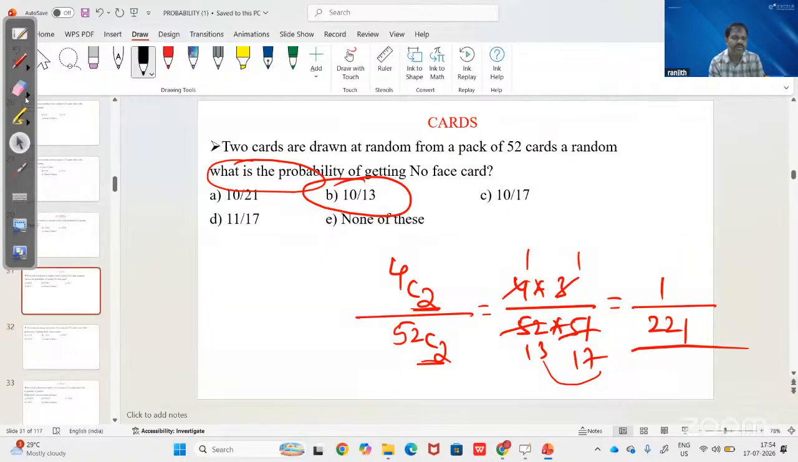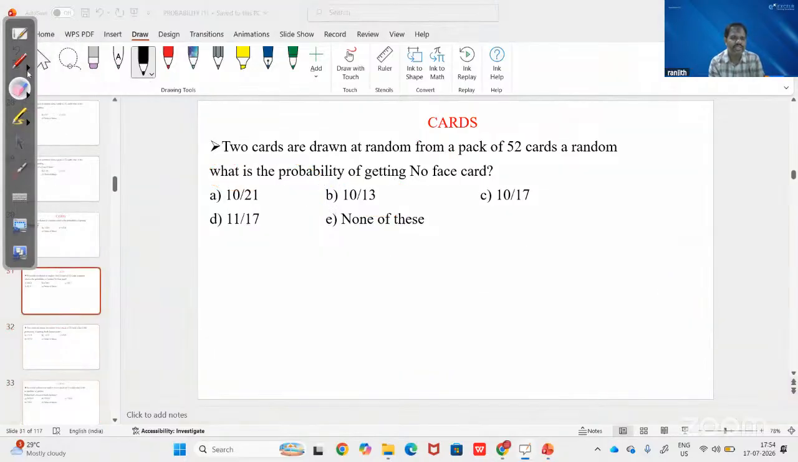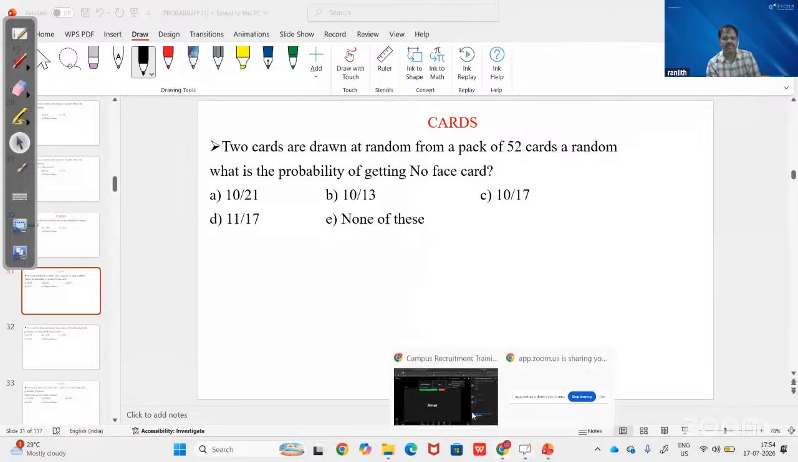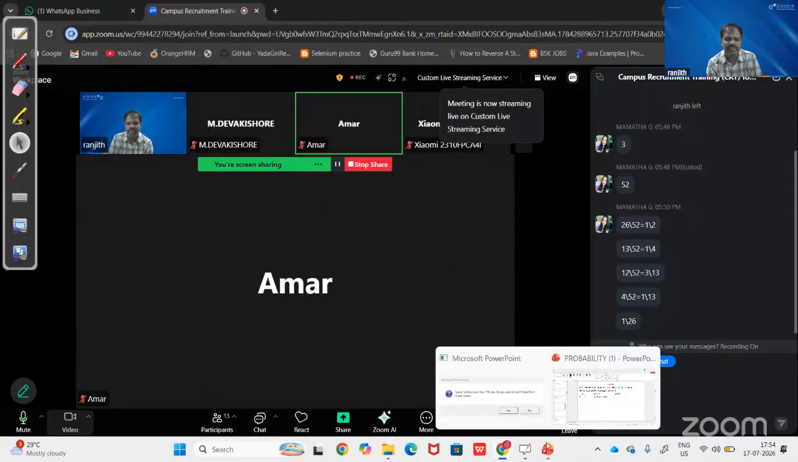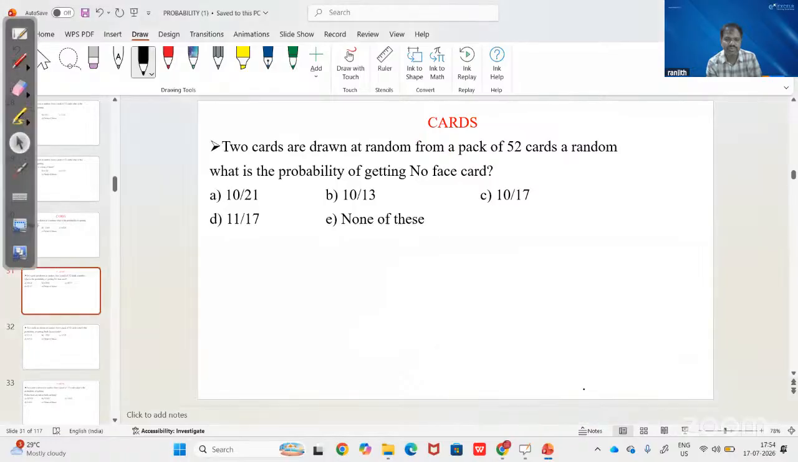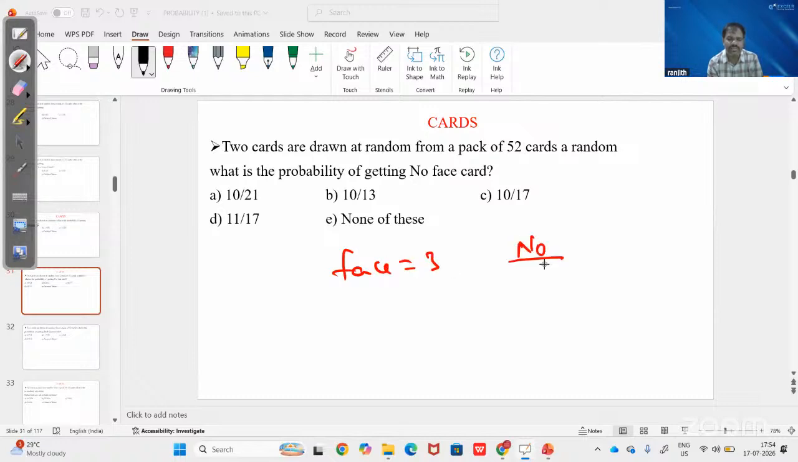Next, two cards are drawn from a pack of 52 cards. What is the probability of getting no face card? Face cards are 3 in each set, so no face cards will be 10 in each set.